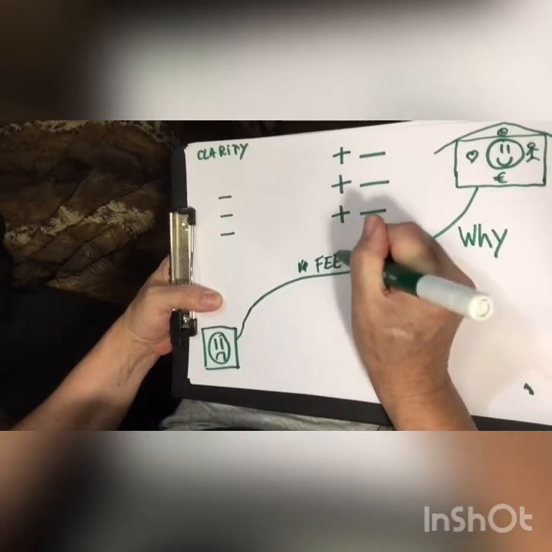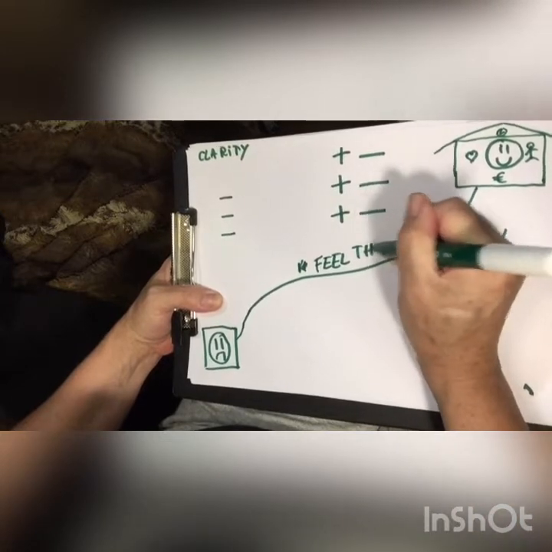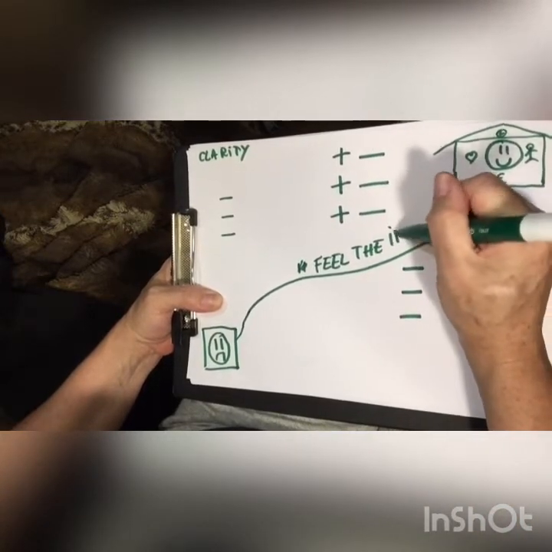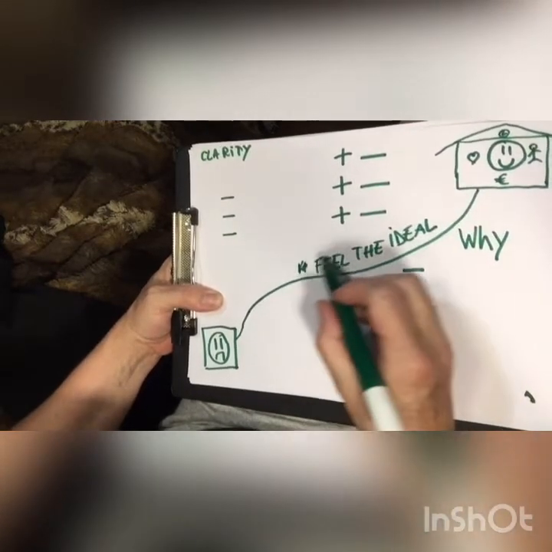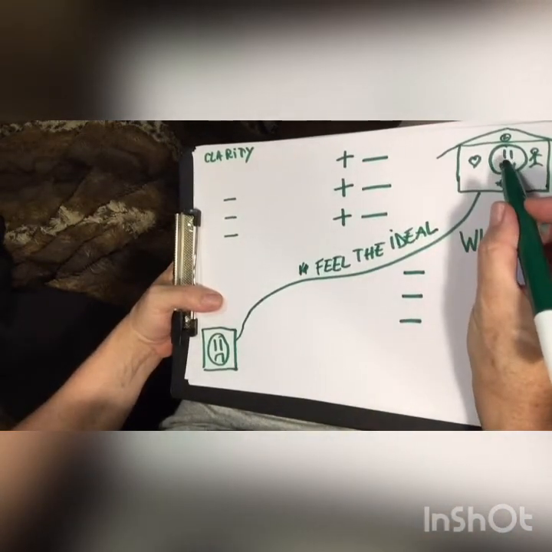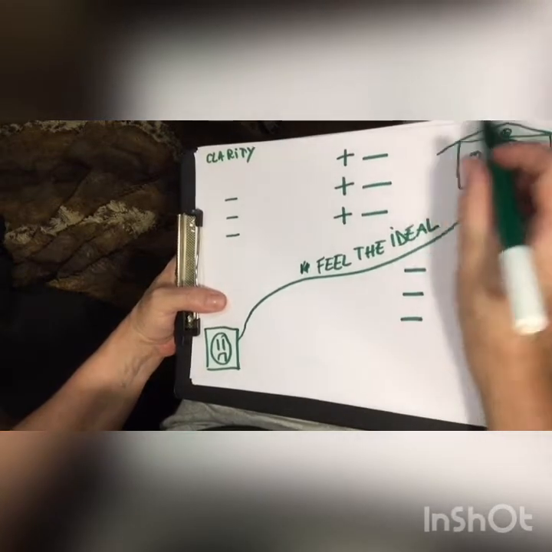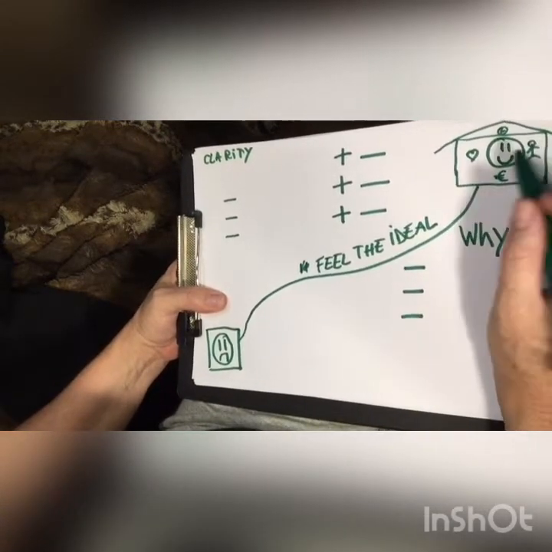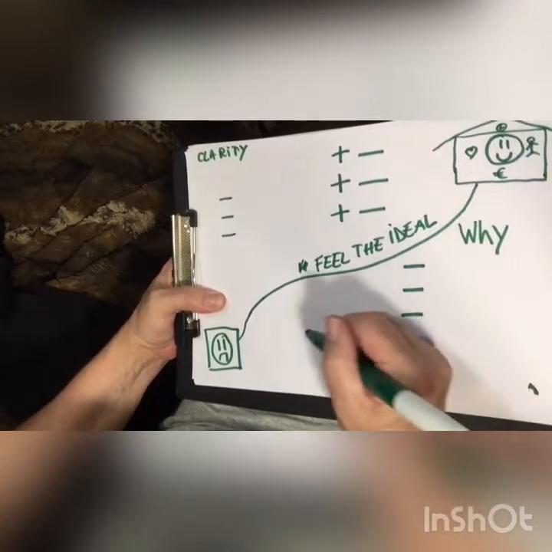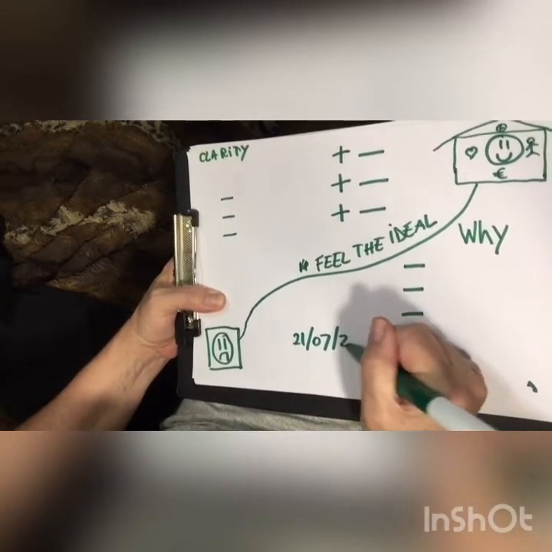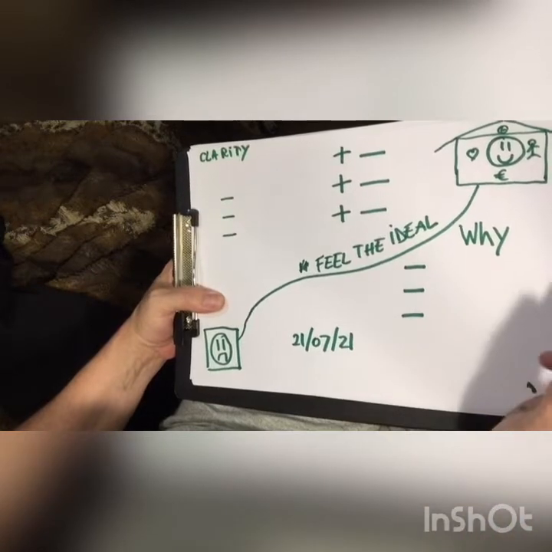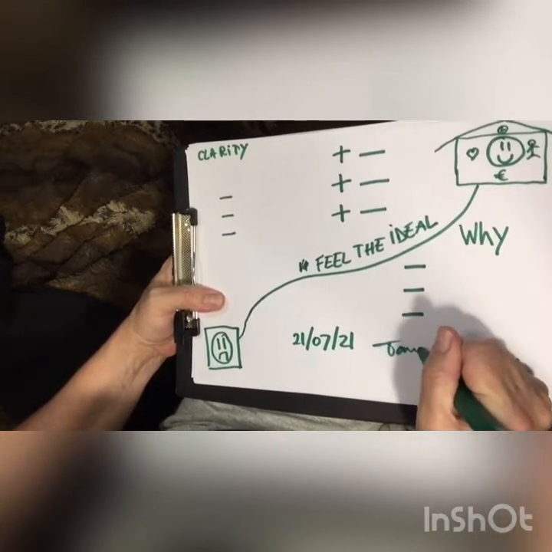Feel the ideal. Take your time to feel the ideal. After you've done that, write the date. Today is the 21st of July, 2021, and sign it.